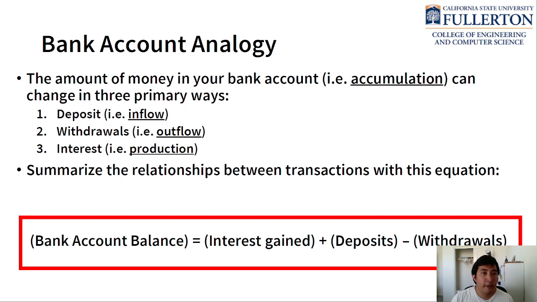An analogy that I like to think of whenever I teach Reynolds Transport Theorem is to think about your bank account. I know my bank account has less money than I would like, but let's think about how the amount of money can change in your bank account. By the amount of money I mean accumulation. There are three primary ways. You can deposit money, that would be an inflow. You can withdraw money, which would be an outflow. Or if you have a good bank, a better bank than mine, you can have money that's produced within your account as well, and that's what we call interest.